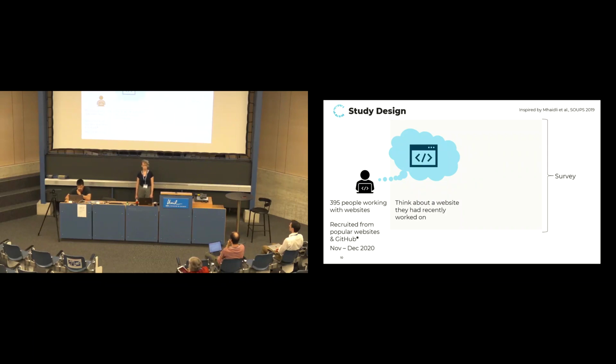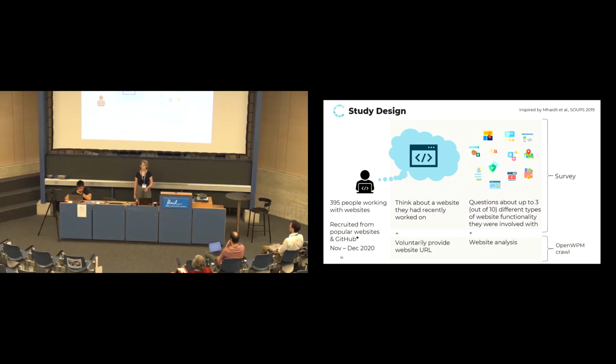We asked people to think of a website they had recently worked on, so they have a point of reference. And then we asked them what types of functionality were present in this website, and we asked them questions for a few of them. And they also had the opportunity to voluntarily tell us the URL of the site, and then we would analyze it with OpenWPM and do some measurements. And most of them did provide their website.